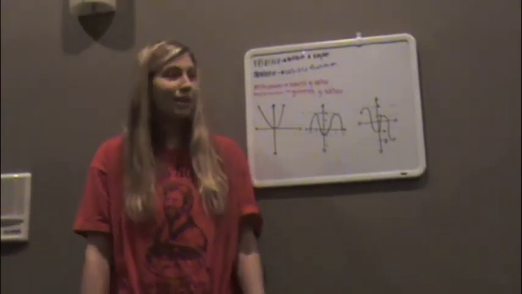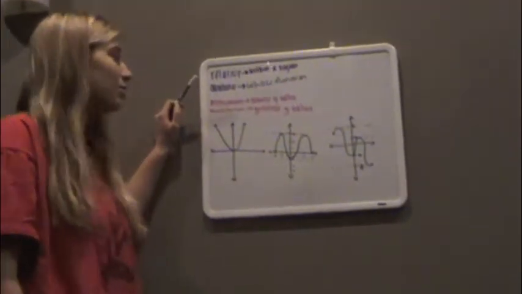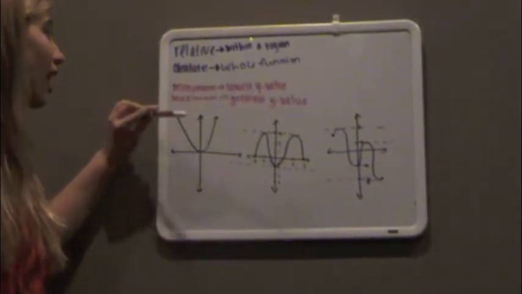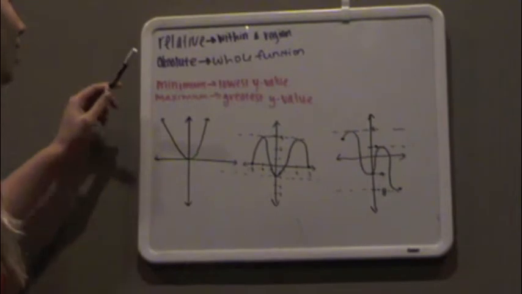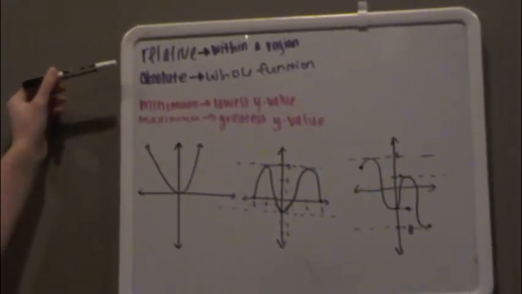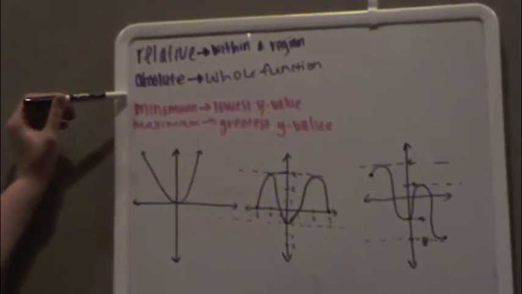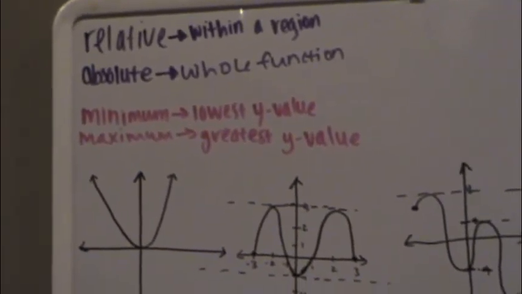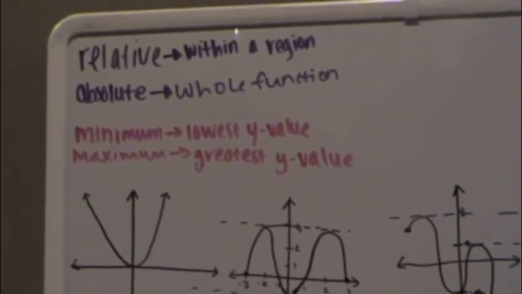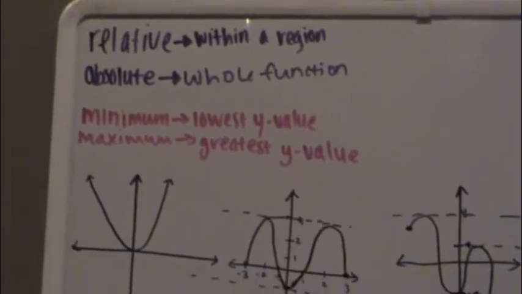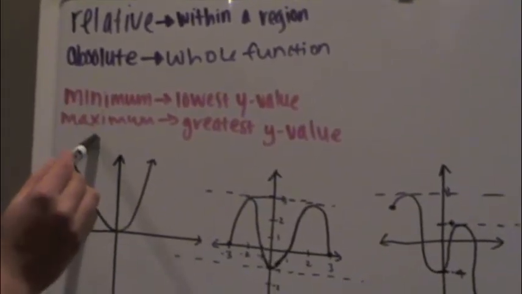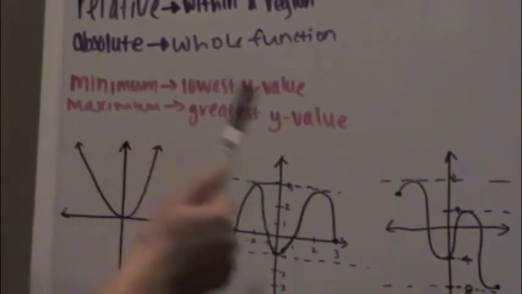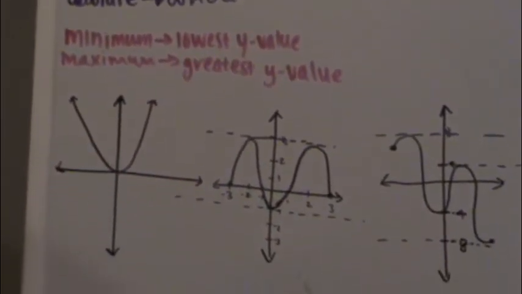Let's talk about extrema, and this has to do with the lowest and the highest regions, highest y values on a graph. So you can either have relative extrema or absolute extrema. Relative is like within a certain region, and then absolute is as the function as a whole. And you can either have relative or absolute minimums or maximums, and the minimums are the lowest y values on the graph, and the maximums are your greatest y values. So let's look at some examples.